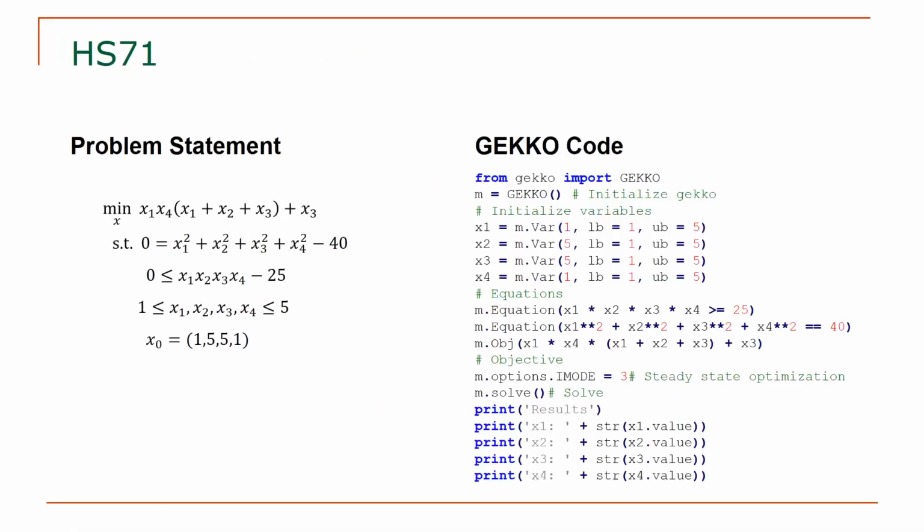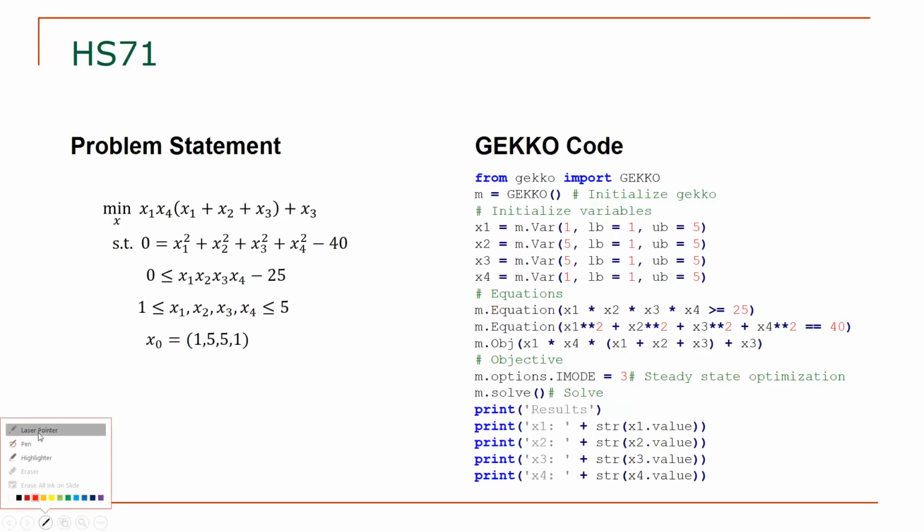Here's the first example of code. This is the HS71 test problem. It's very popular. So this code is available in that repository if you'd like to start tinkering and see if GEKKO works for you. So you can see here, let me pull up my laser pointer.